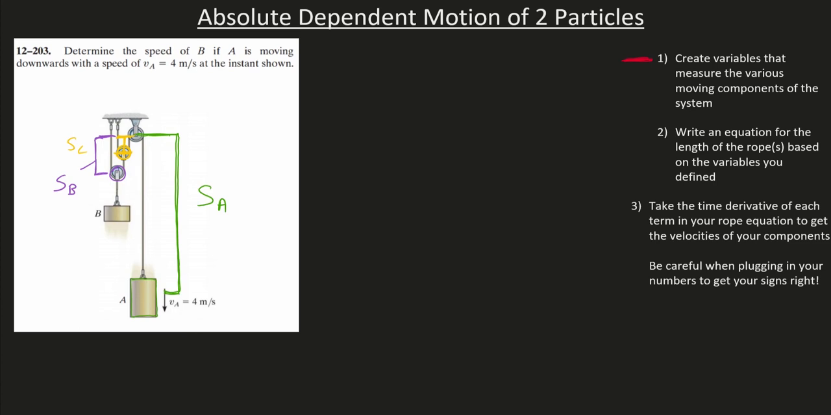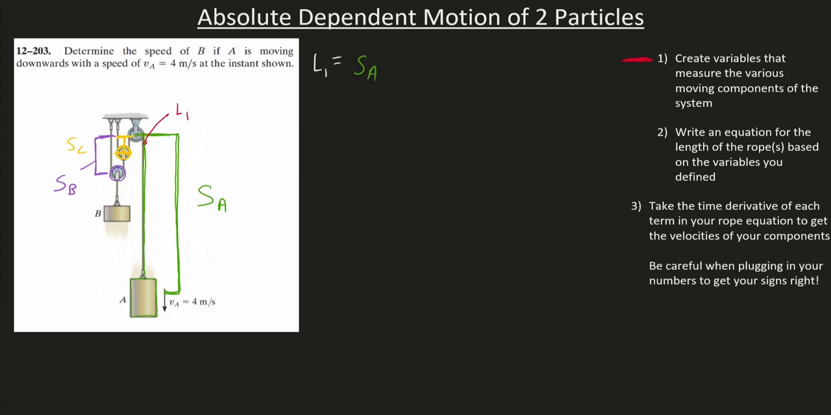Okay, so let me call this first rope right here rope 1, and let's start crafting that rope length equation. So my rope 1, let's start out with this length right here. That'll be an SA.